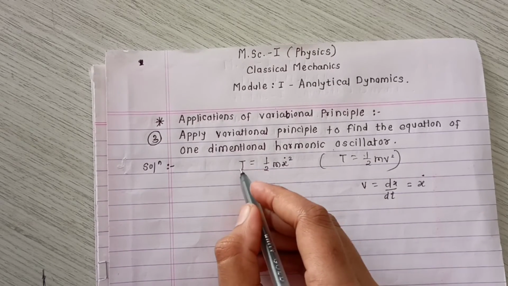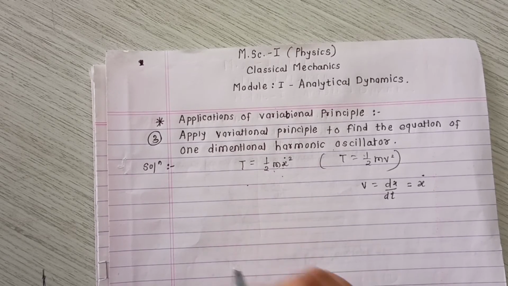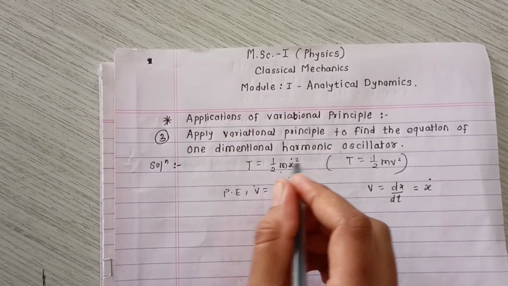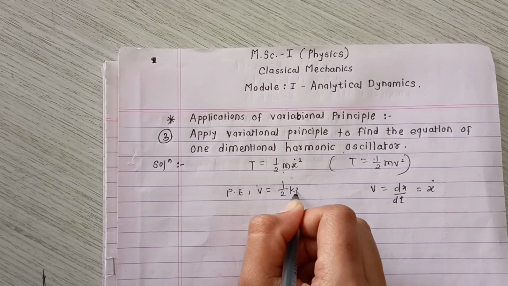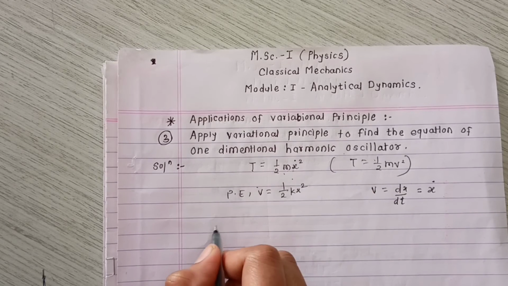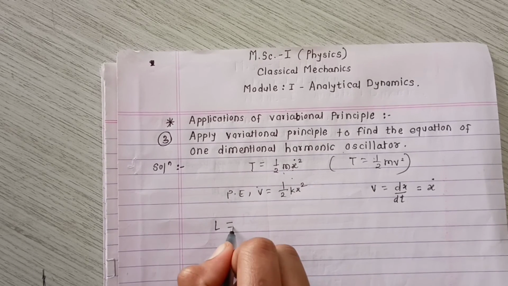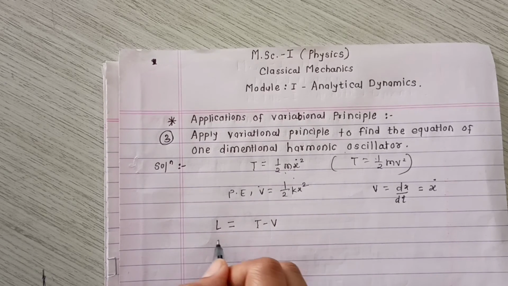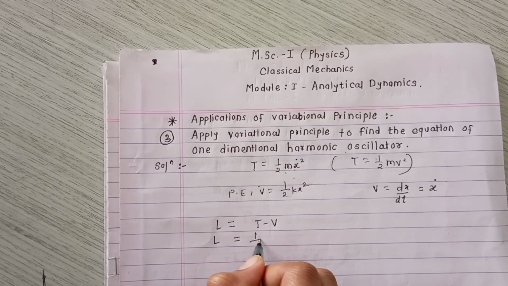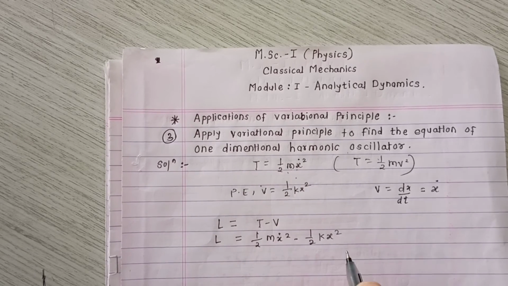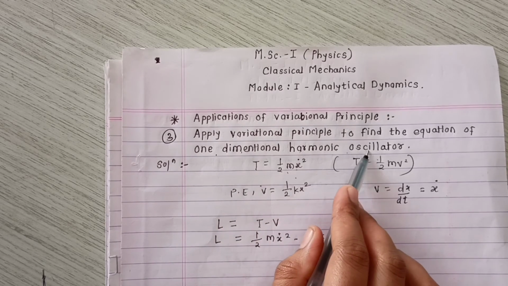So we can write the kinetic energy as T is equal to half m x dot square, and also we have the potential energy, that is V is equal to half k x square for the harmonic oscillator. This is the potential energy for the one-dimensional harmonic oscillator. Now from that we can write the Lagrangian. We know that the Lagrangian L is equal to T minus V. So we substitute the kinetic energy and potential energy, then we get Lagrangian is equal to half m x dot square minus half k x square. So this is the Lagrangian for the one-dimensional harmonic oscillator.